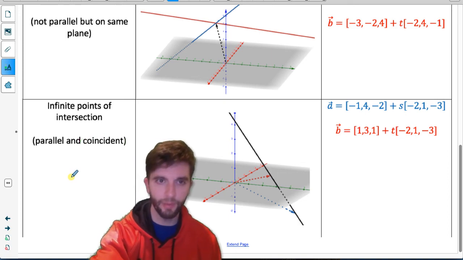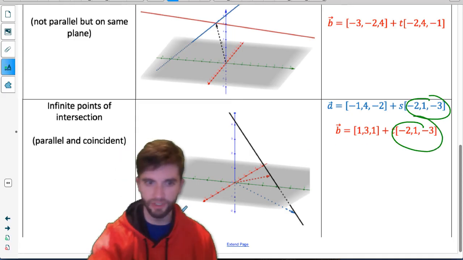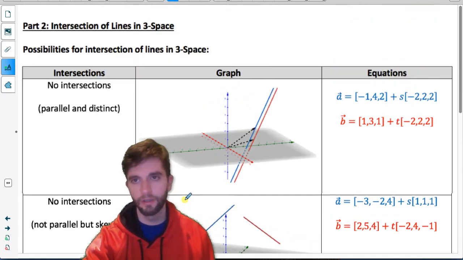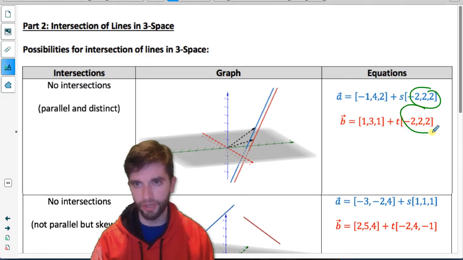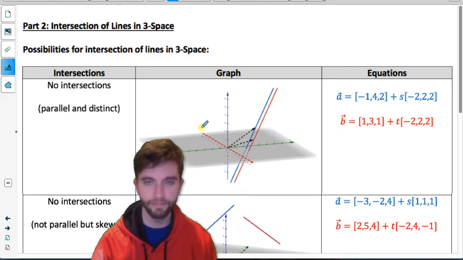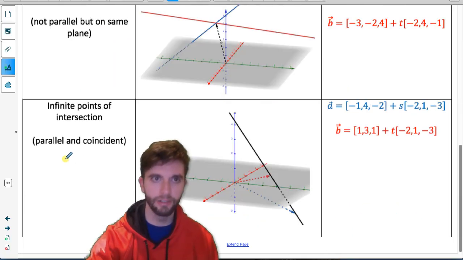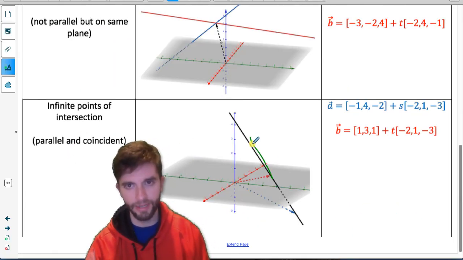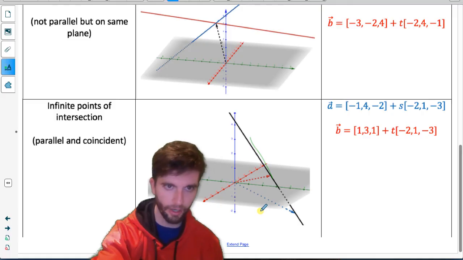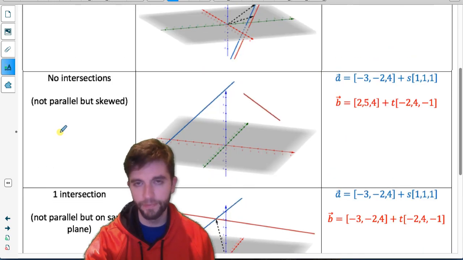Now when I say parallel, we could easily tell that by looking at the direction vectors and seeing that they're scalar multiples of each other. So in both those scenarios, the direction vectors are scalar multiples of each other. In fact, they were equivalent to each other. But if they're parallel and distinct, notice they never intersect. Those 2 lines never intersect. But if they're parallel and coincident, the lines lie right on top of each other, so there are an infinite number of points of intersection. And we'll talk about how we could tell which of those two scenarios we have.